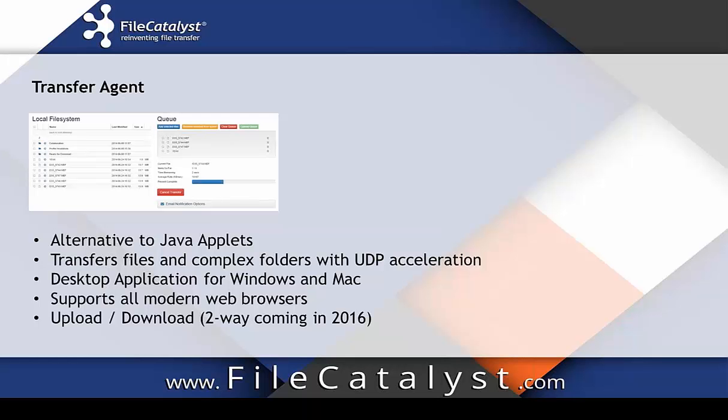Right now we have upload and download functionality for TransferAgent. The two-way Java applet replacement will be coming a little bit later this year, but this is something we're working on. And of course, this feature will also be integrated into FileCatalyst Workflow down the road once it comes in. But right now, it's only uploads and downloads.